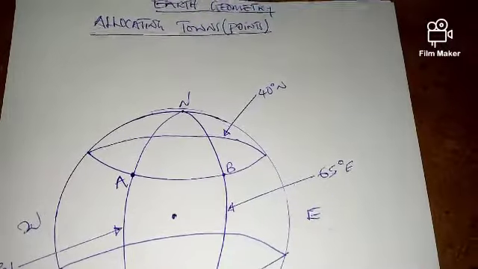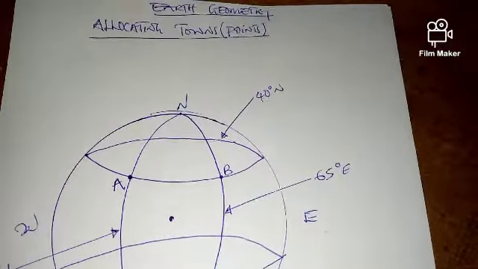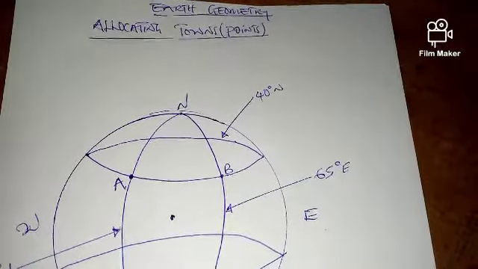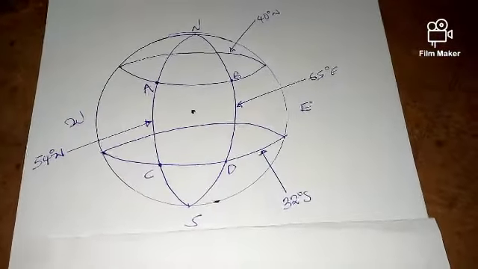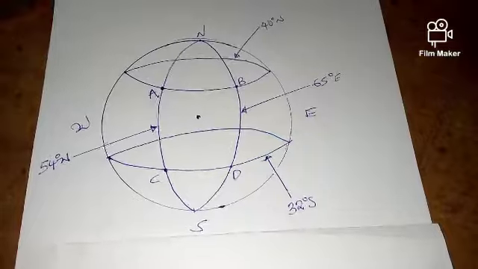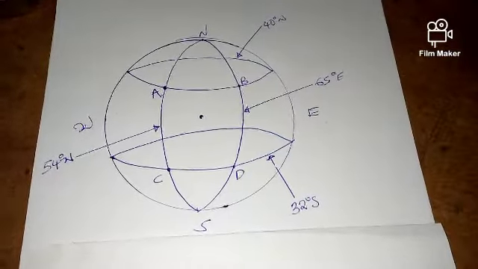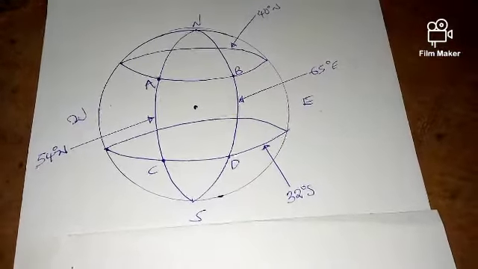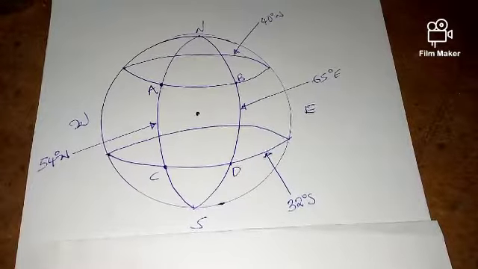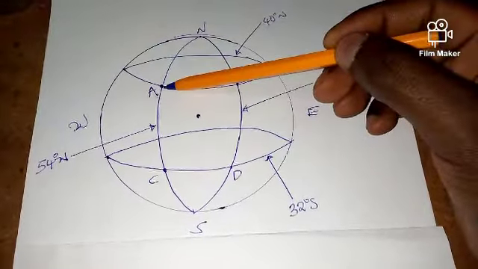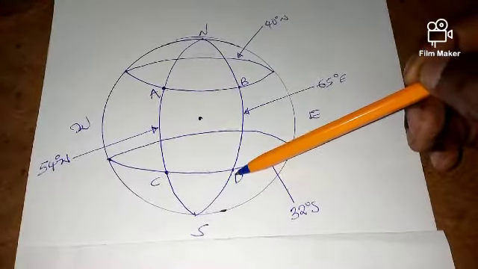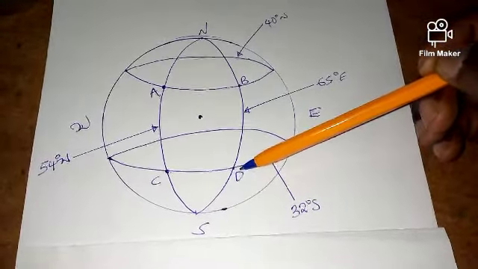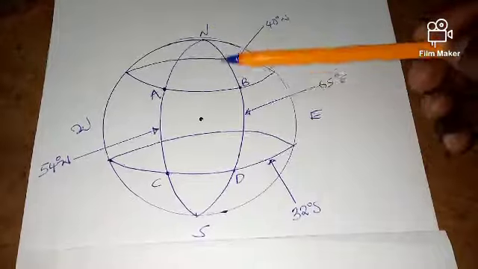Now in this video I'm going to teach you how to allocate towns or points on the Earth's surface. So what we have here is a diagram that we've been given as an Earth's surface, and on this Earth's surface we have been given 4 towns, or rather say 4 points. So we have point A, point B, point C, and point D. Now the task is to allocate these points.